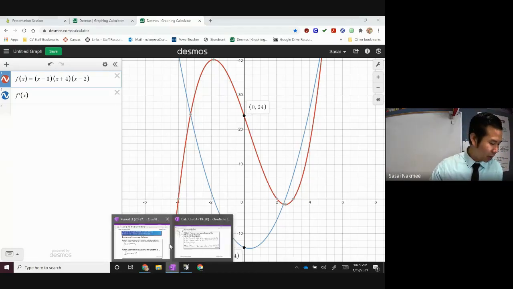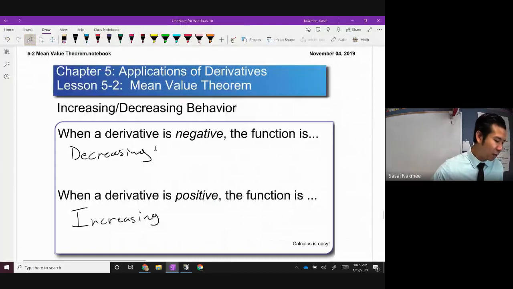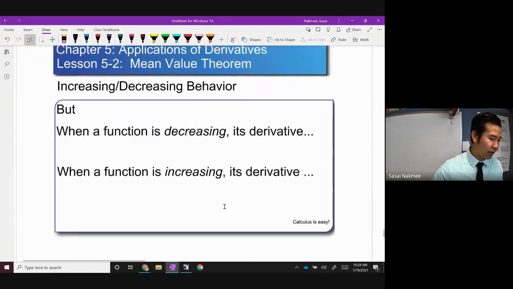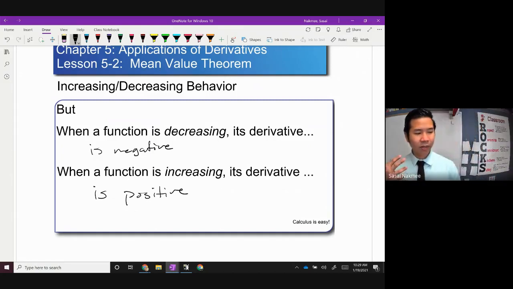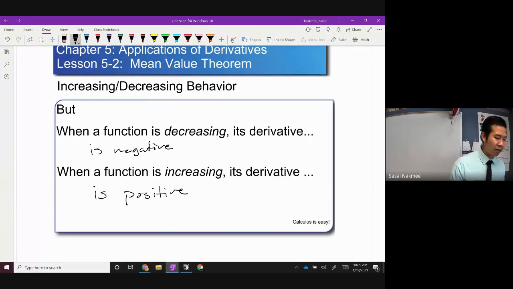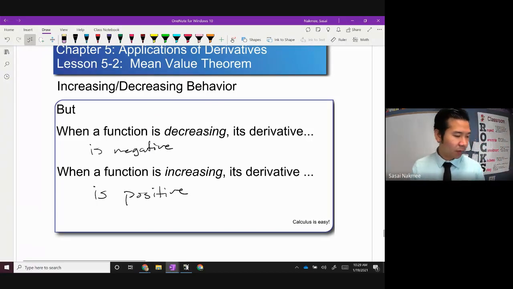So in your notes, can you guys make sure you get that down? When a derivative is negative, the function is decreasing. When the derivative is positive, the function is increasing. And the same can be said the other way around. When a function is decreasing, its derivative is negative. When a function is increasing, its derivative is positive. So can you guys get that down? It works vice versa for that as well. Okay, that's pretty much it.